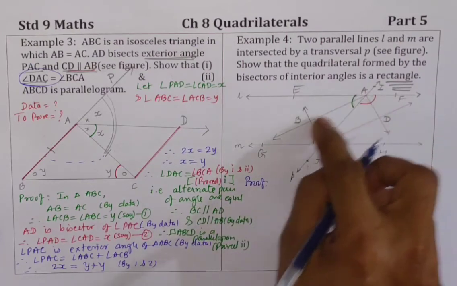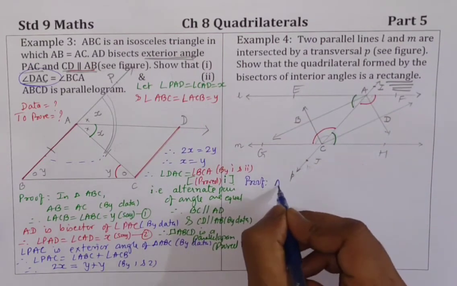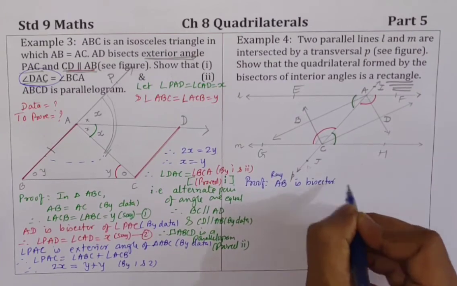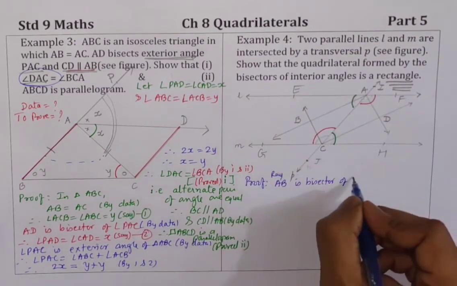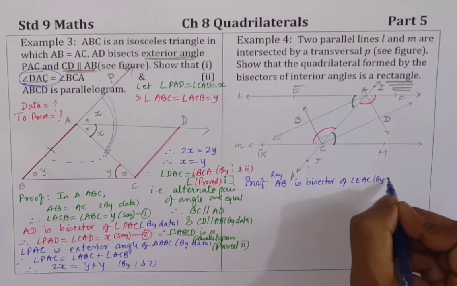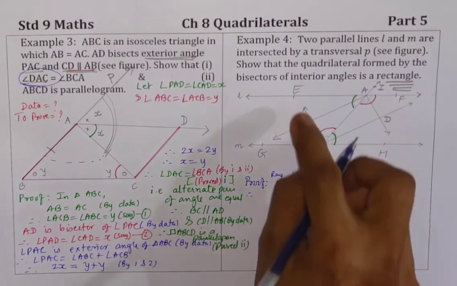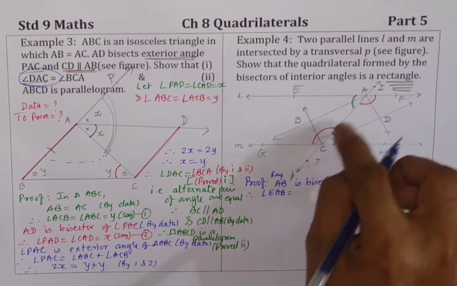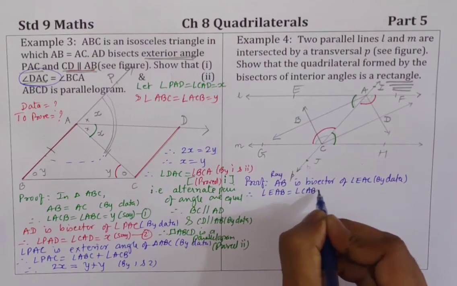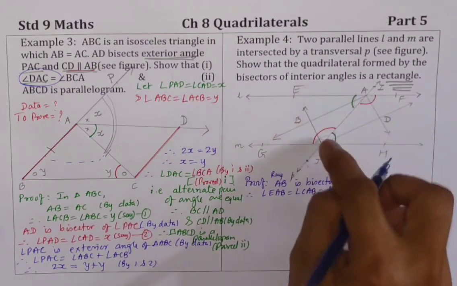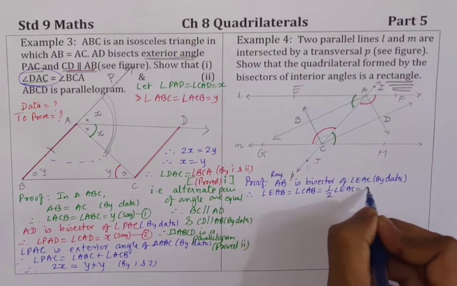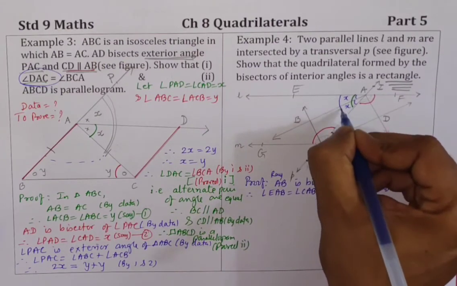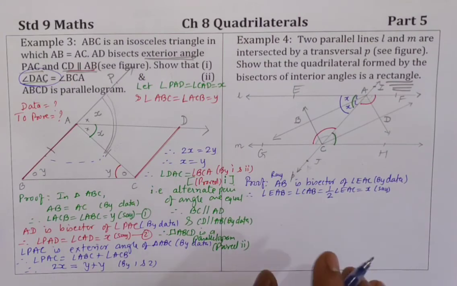Proof। AB is bisector of angle AB, actually ray AB is bisector of angle EAC, angle EAC, that is by data, correct। Therefore angle EAB equal to angle CAB is equal to half of angle EAC, and that is equal to x से। चिल्ड्रन इसको बोला x, इसको बोला x, तो ये पूरा 2x होगा, करेक्ट चिल्ड्रन, आर यू गेटिंग मी?